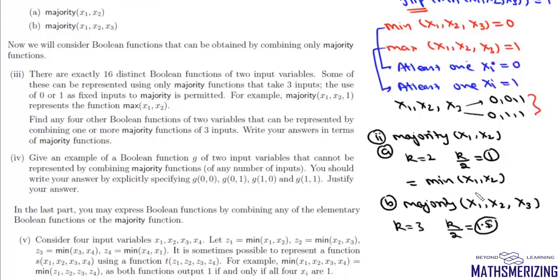So what we'll do is we'll take combinations of 2 inputs. So we'll take these 3 functions: minimum of x1, x2, minimum of x2, x3 and minimum of x1, x3. And if any one of them is 1, then we should get the output as 1. So we'll take this function max. So this majority function of x1, x2, x3 will be maximum of minimum of x1, x2, minimum of x2, x3 and minimum of x3, x1.